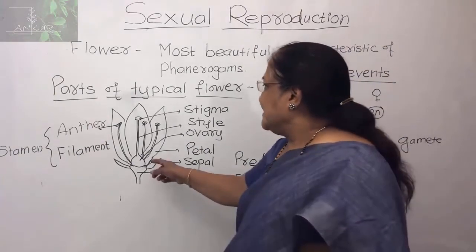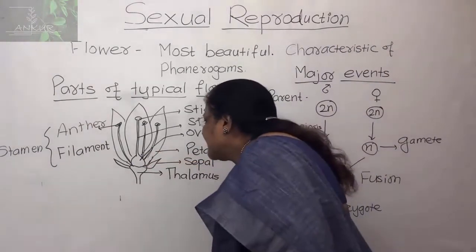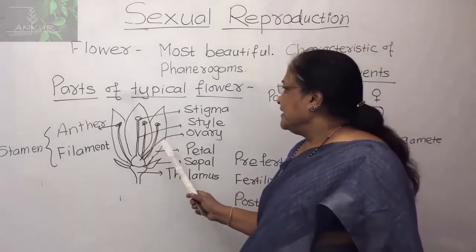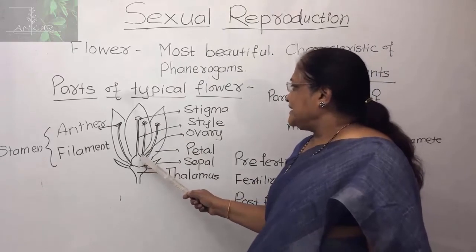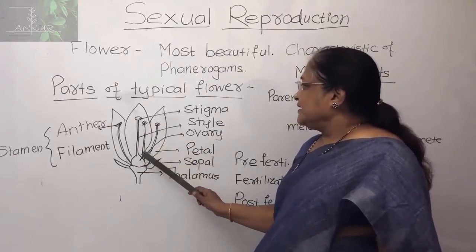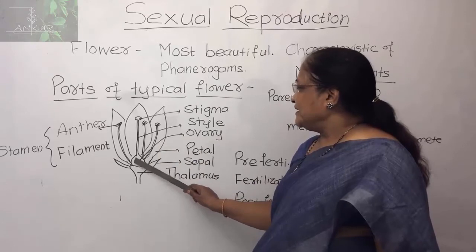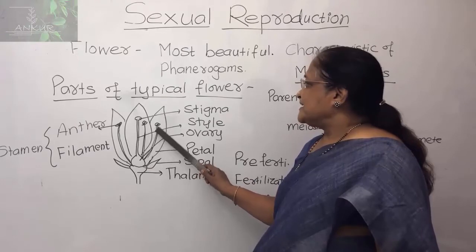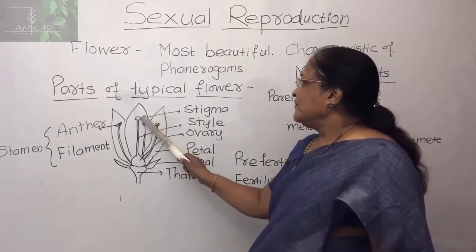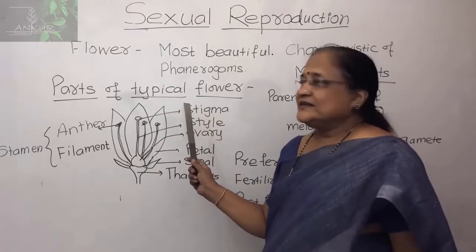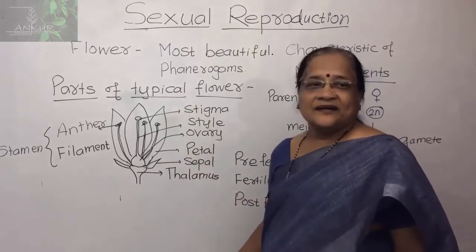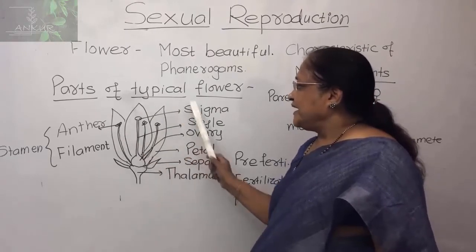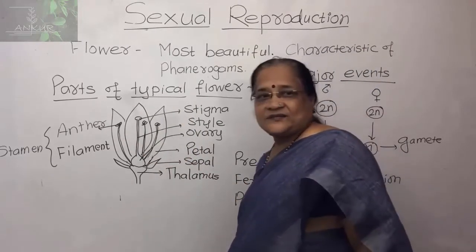The next one is the female reproductive structure, which we call the gynoecium. In this gynoecium, we get the carpel, which has the ovary, based on the thalamus, and then the style, which is hollow, and on it a cushion-like structure, which we call the stigma. So this is the female reproductive part of the flower. So like that you get different parts of the flower.